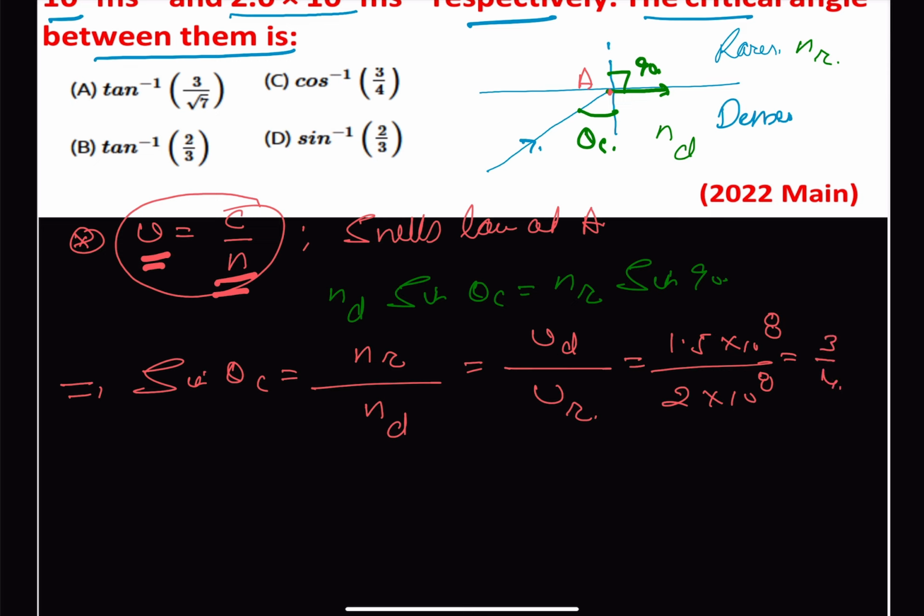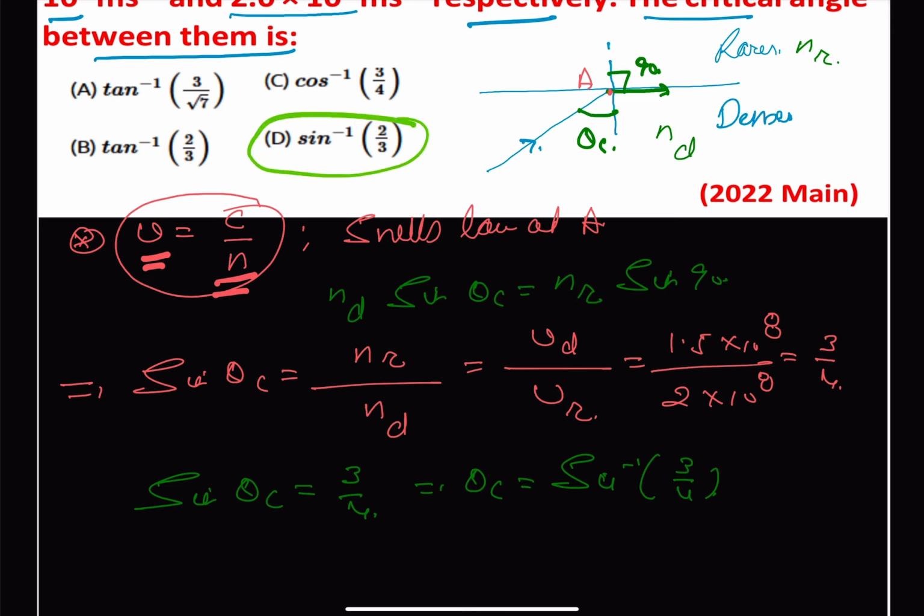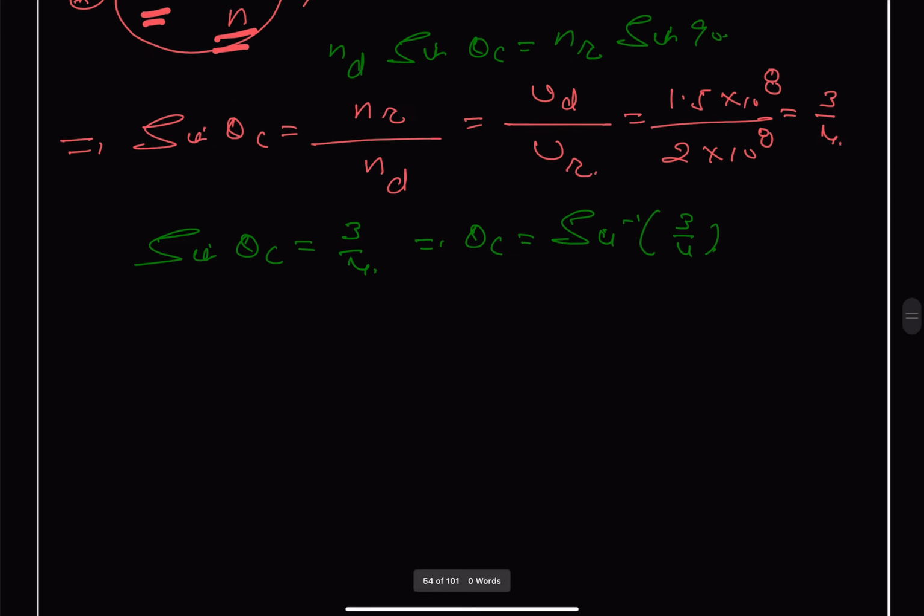Therefore sine of theta c will be equal to 3 by 4. From here we can say theta c is equal to sine inverse of 3 by 4. But the only option with sine is sine inverse of 2 by 3, which is incorrect. So we have to convert into tangent and find out the correct option.